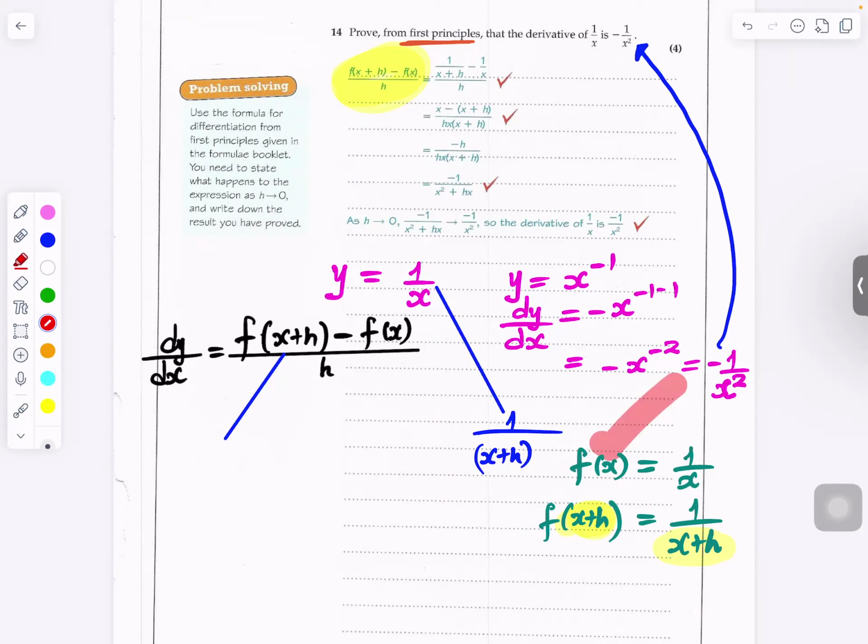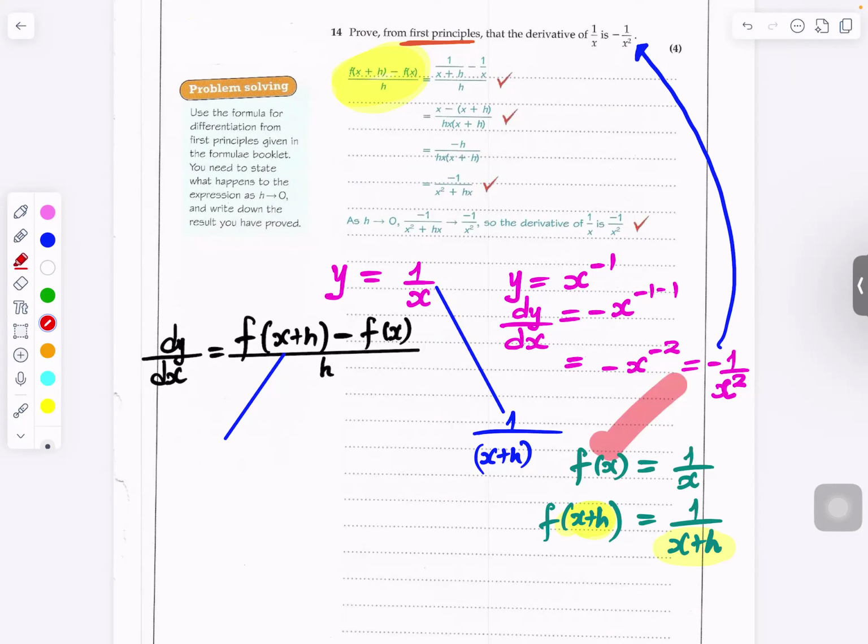It's not going to be 1 over x. Look at it this way. I'll use a different color. I'll use green. f of x is 1 over x. You happy with that? Yes, sir. And then now f of x plus h, we're replacing x with x plus h. Put it in yellow there. So that will become 1 over x plus h. So wherever it was x, we replace with x plus h.